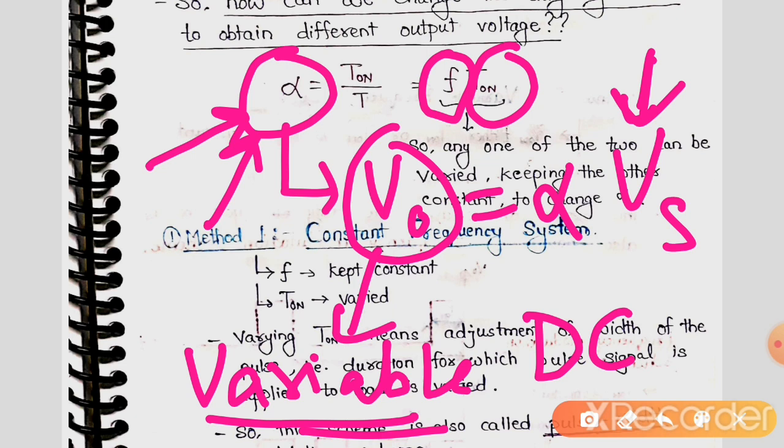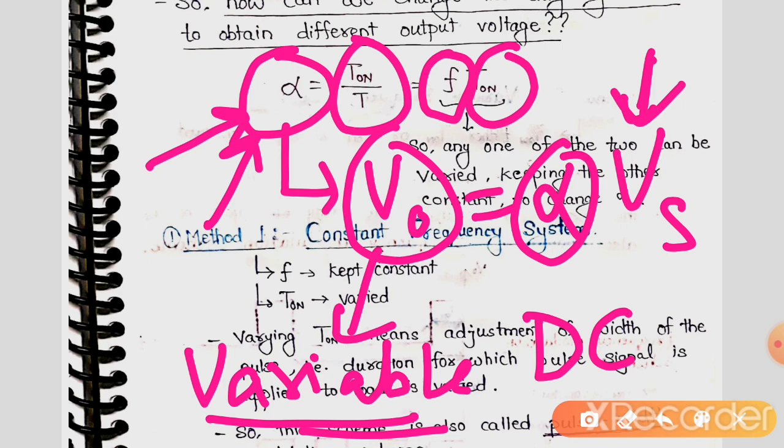Now how are we changing this alpha? Since alpha is T on upon T, we can either change T on or we can change T. We can change any one of these while keeping the other constant. We need to keep the other constant, and we need to change one of these. So that is how we are obtaining this variable DC.